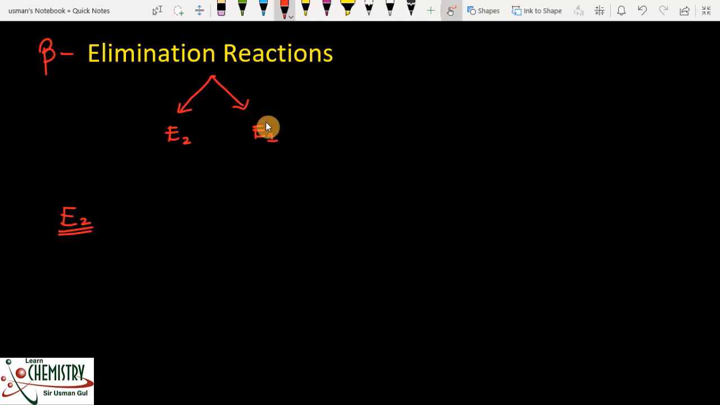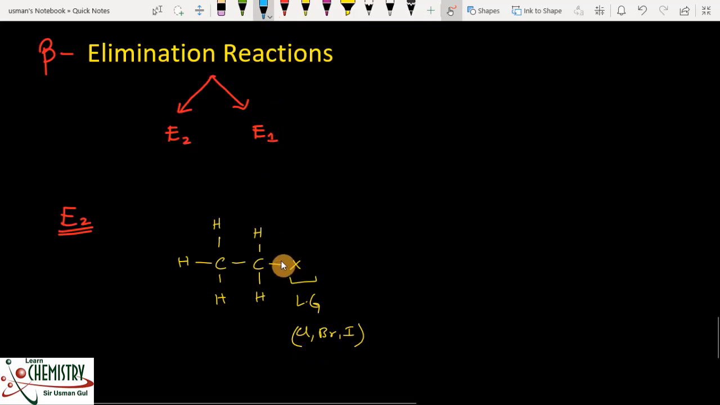In E2, let me draw the general structure of an alkyl halide. This one is the general formula of an alkyl halide. We know that this one is a leaving group, and it could be any halogen: chlorine, bromine or iodine. The carbon that is directly connected to this leaving group is represented as the alpha carbon, and the carbon connected to the alpha carbon is named the beta carbon.